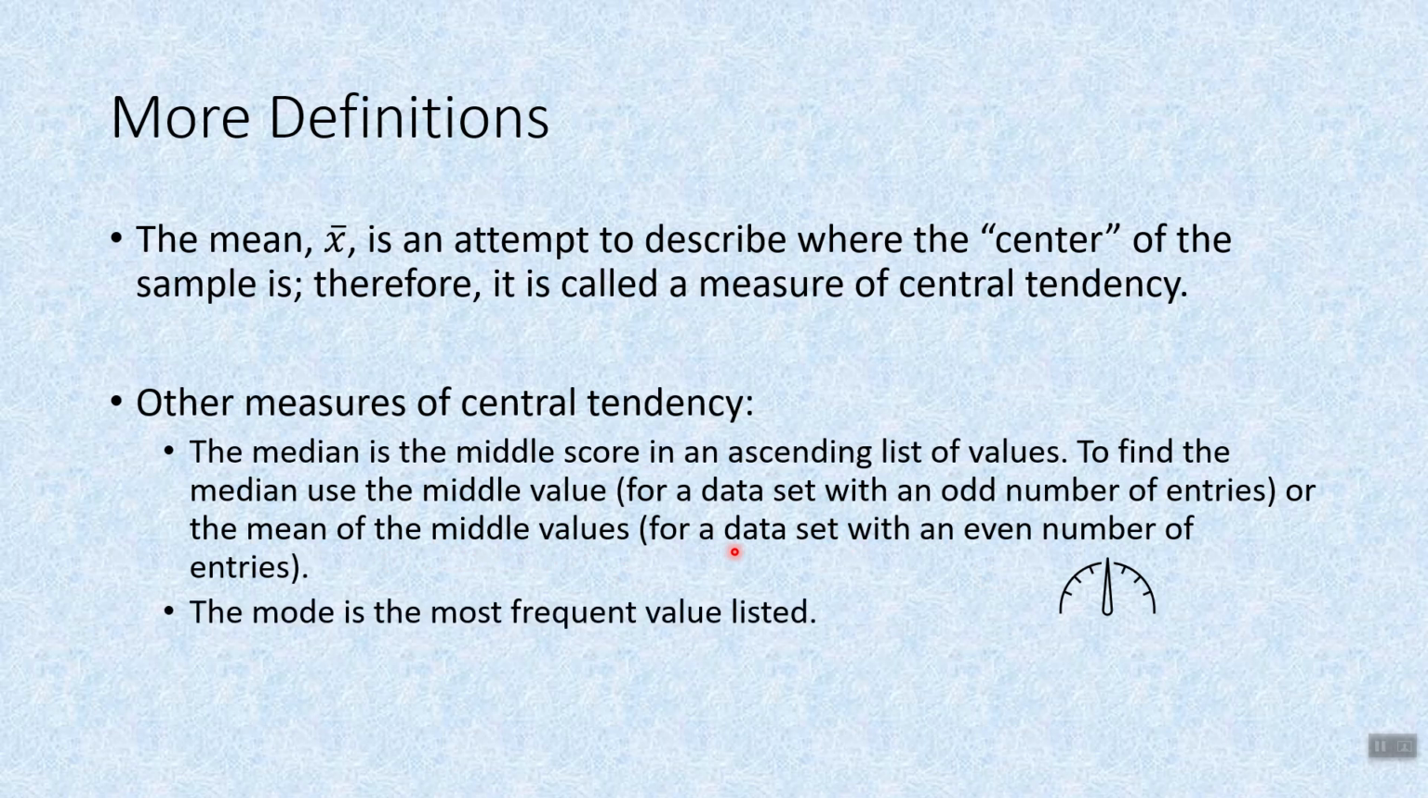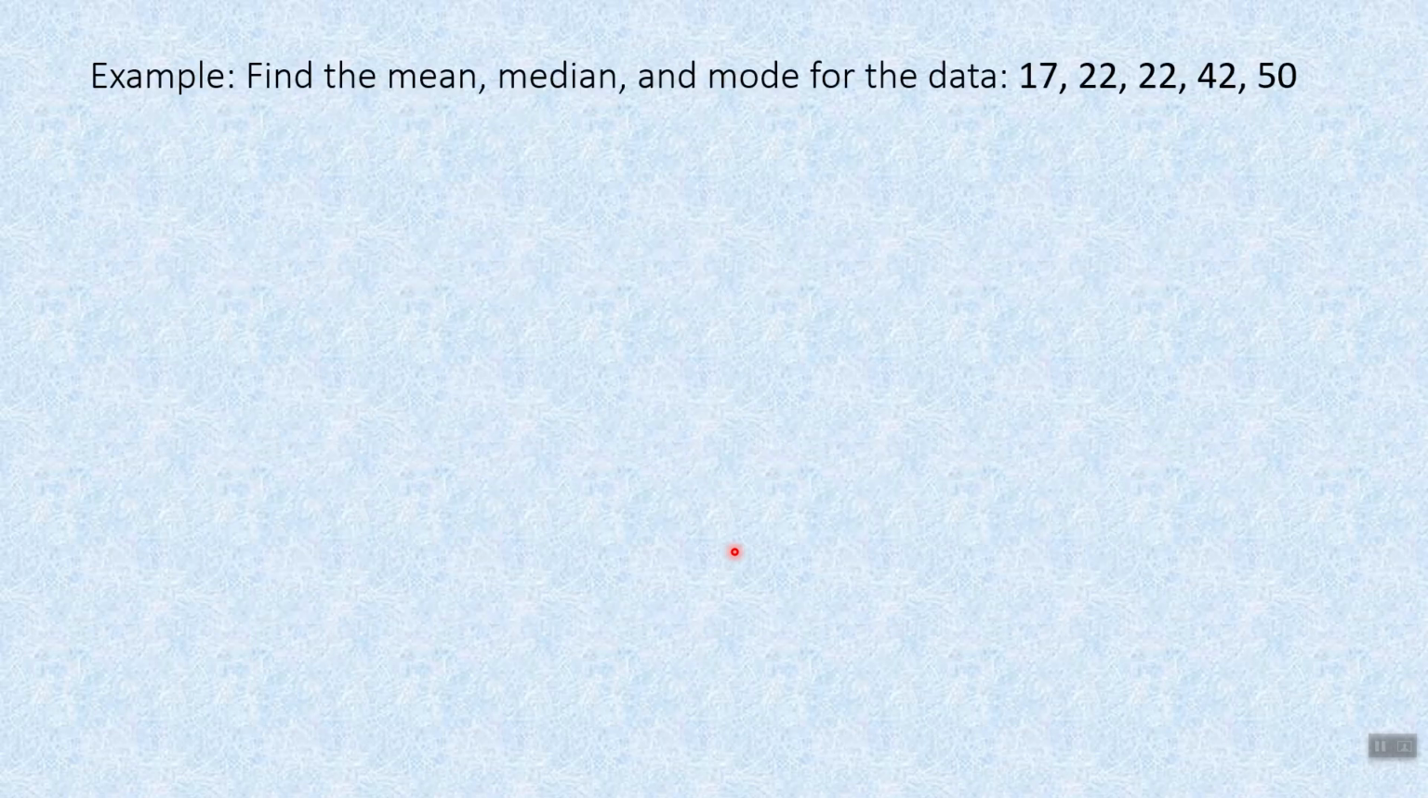The mode is the most frequent value listed. There can be multiple modes, but there's only one median and there's only one mean. So in this example, ages of residents of my house. Find the mean, median, and mode for the data. I'm the 50. I'm proud of that, so I tell people. The data is 17, 22, 22, 42, and 50.